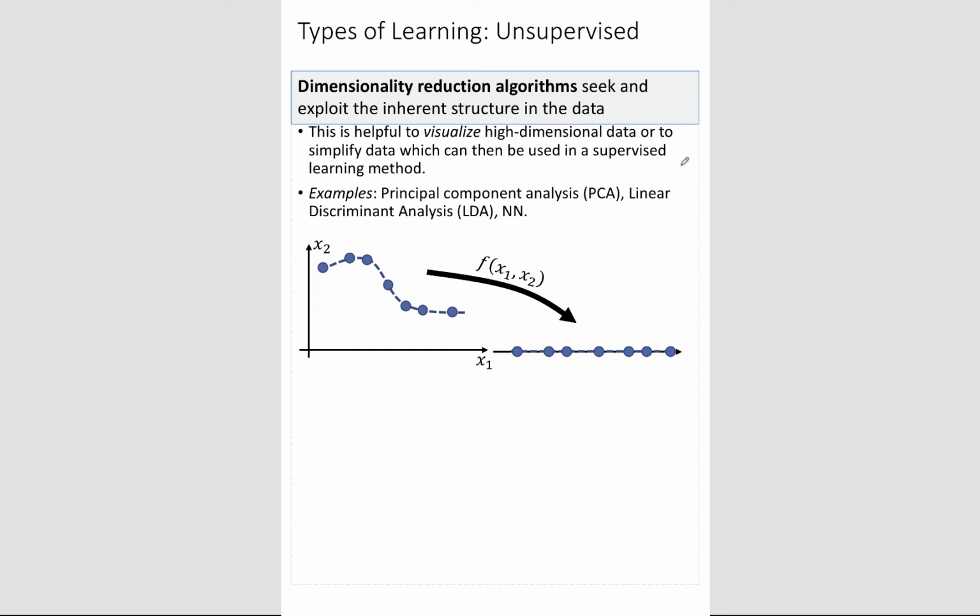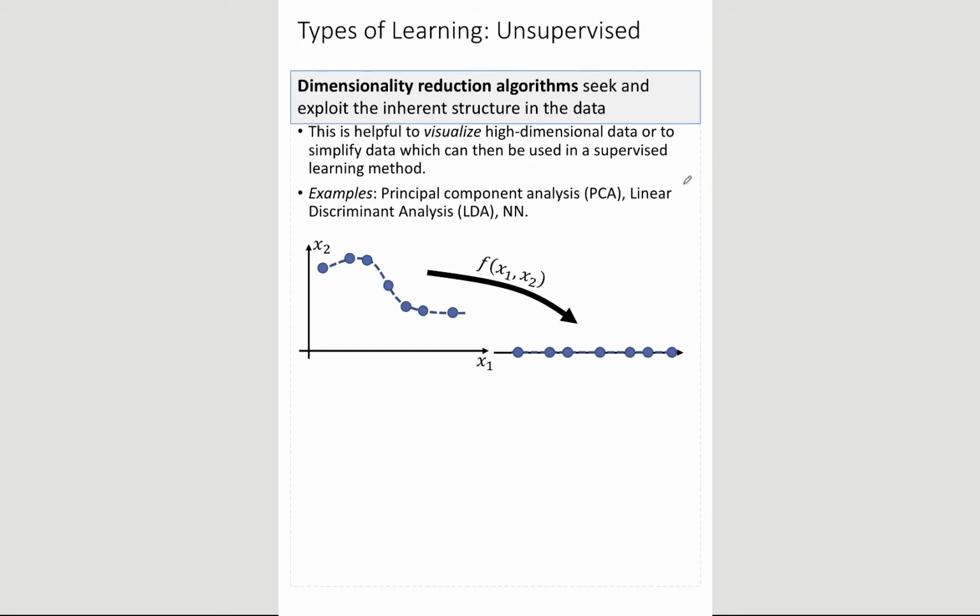Dimensionality reduction algorithms seek and exploit the inherent structure in the data in an unsupervised manner in order to summarize or describe data using less information. This is useful in visualization of high-dimensional data. This also allows us to simplify data, which then can be used in supervised learning methods. Some examples of dimensionality reduction algorithms are principal component analysis, linear discriminant analysis, and neural networks.